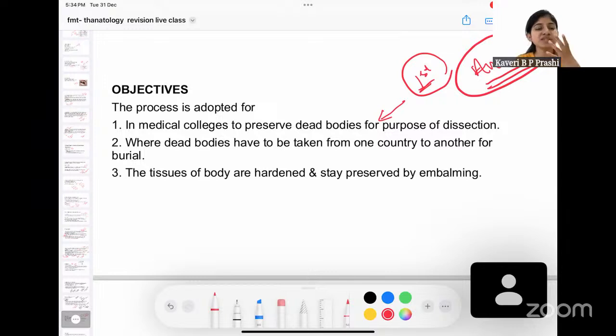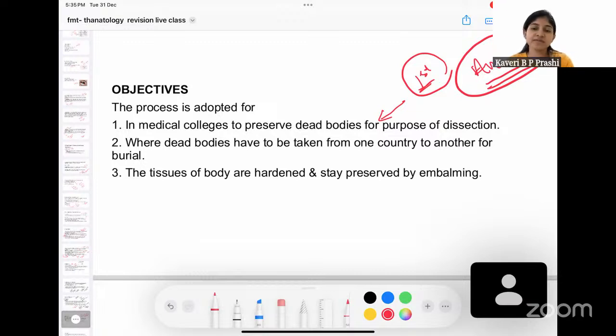Because it was artificially mummified by the process of embalming, so that it could help all the medical students to understand the anatomy of the body, to understand how the muscles run, how the veins run, how different organs are arranged in the body. Where dead bodies have to be taken from one country to another for burial. Whenever you have to take a dead body from one country to another for burial, even then you will inject fluids to make it very hard, that is, you embalm the body. The tissues of the body are hardened and preserved.